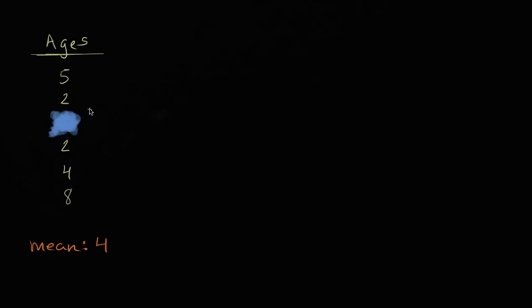So I'm assuming you've had a shot at it. Let's call this missing age question mark. Let's think about how we would calculate a mean if we knew what the question mark is. Well, we would take the total of ages. We would then divide that by the number of children, the number of ages that we had. And then that would be equal to the mean.